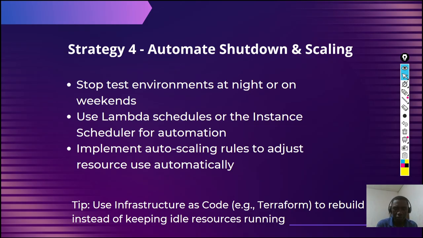All these are very important for you to automate. Whenever you are not using a particular instance, you stop it. These are very, very important. You also implement auto scaling rules to adjust resources automatically. When the traffic is high, you scale up. When the traffic is low, you scale down. Auto scaling permits you to do that, so that you don't have instances running idly, not driving value to your business, and still spending you money.